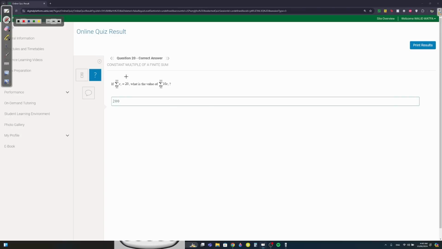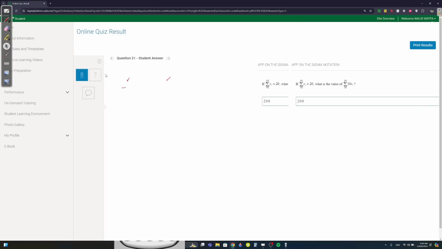Okay, this is easy. Sigma c is 20. What's the sigma of 10 c? Just 10 times 20 is 200.